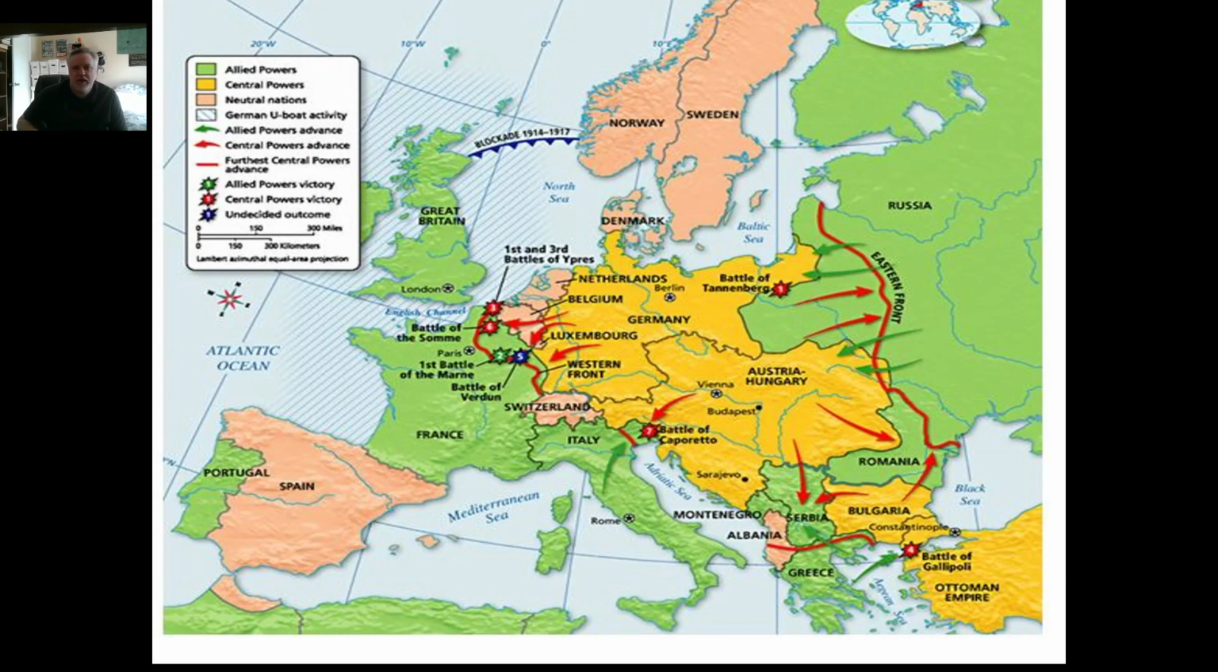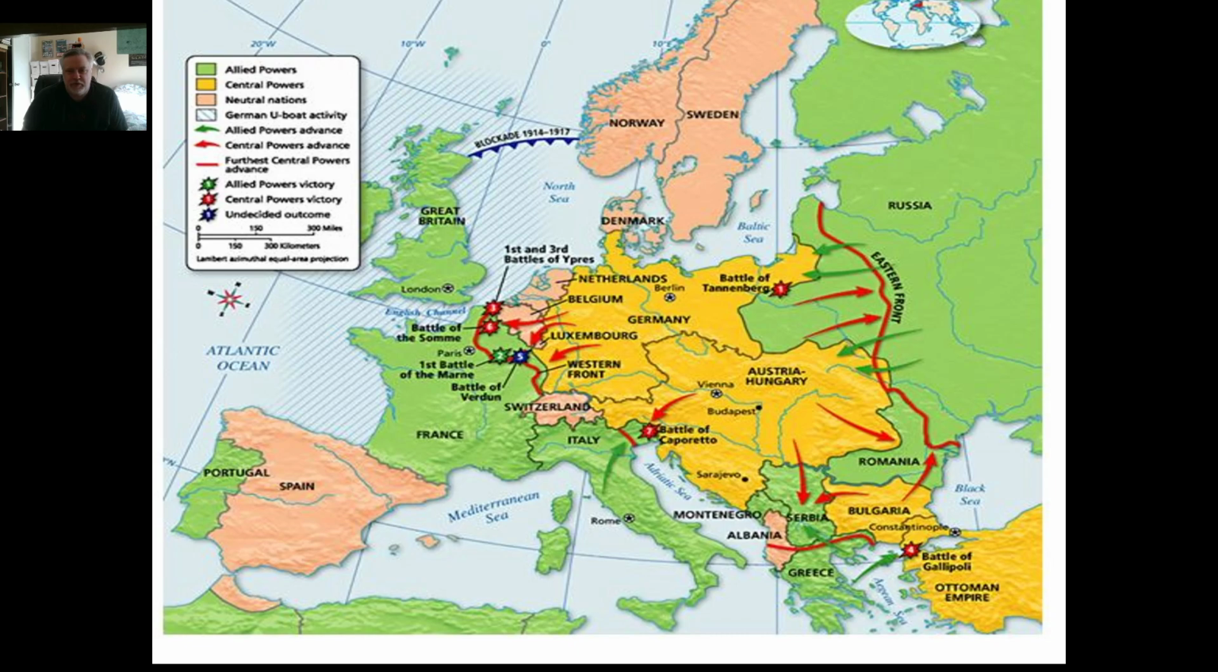Now, the war goes on for some years. And for the first few years of it, it's the Central Powers, the Germans and the Austrians, especially the Germans, they clobber the Allies. Belgium and the Netherlands are overrun pretty quick. And they push pretty deep into France before they're finally stopped. The Russians, they really take it in the teeth.